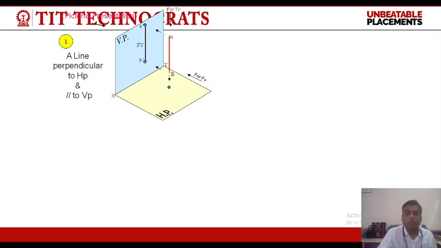So, when the line is perpendicular to HP and parallel to VP, in the front view we will get true length perpendicular to XY, and in the top view we will get a point. The same point will represent the point A as well as point B.